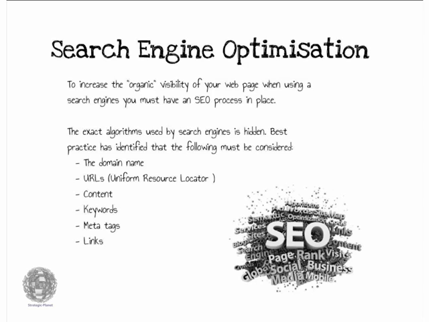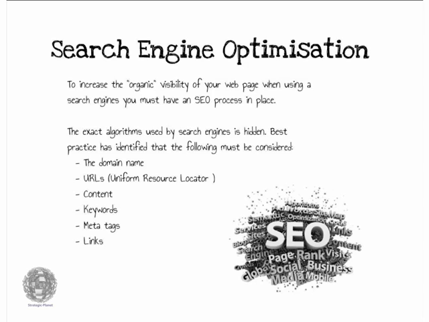Now that we've seen the tools that can help you understand where you are, what can we do to make it better? Well, we use a process called search engine optimization, and this helps increase the organic visibility of the web page that you want to focus on.